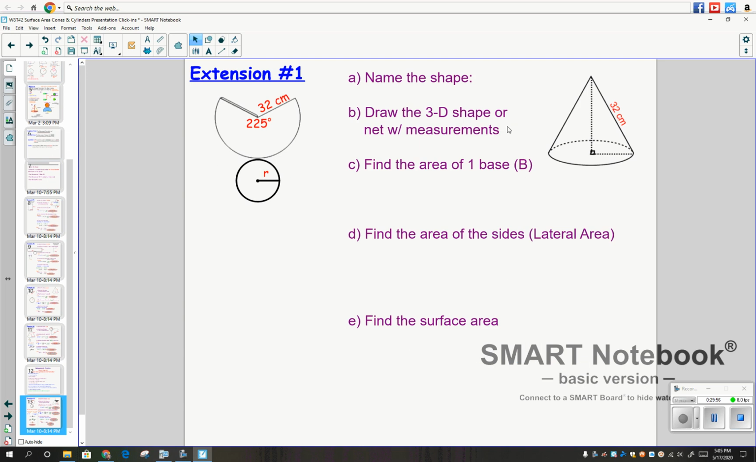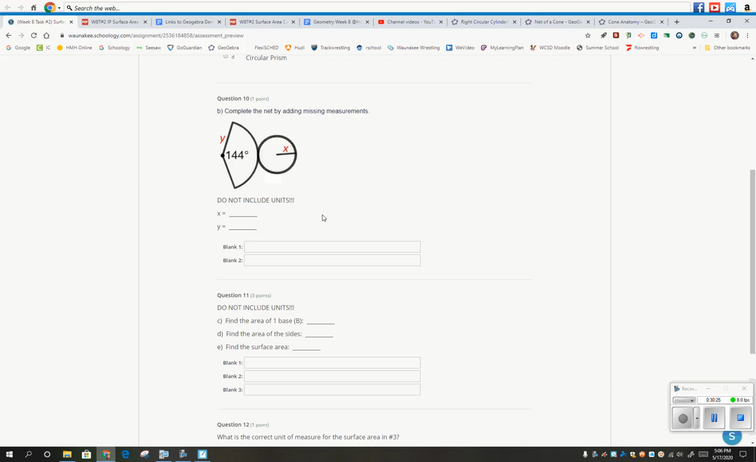As our extension, I've got a cone. Okay, I've got the net here, but I'm missing the radius of the base. So when I want to find the area of the circular base, it's pi r squared. I don't know the radius. Well, how can I find that? That's what I want to do first.